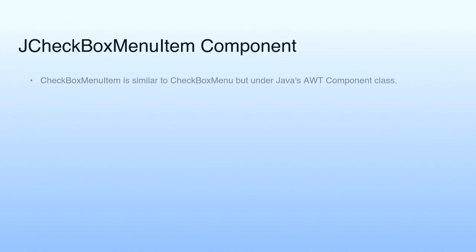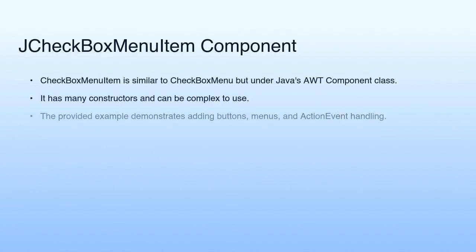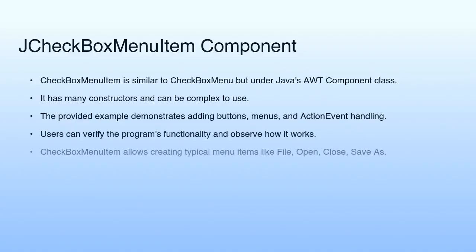JCheckBoxMenuItem is similar to the AWT CheckboxMenuItem class. It has many constructors and can be complex to use. The provided example demonstrates adding buttons, menus, and action event handling. Users can verify the program's functionality and observe how it works. It allows creating typical menu items like file, open, close, save as.